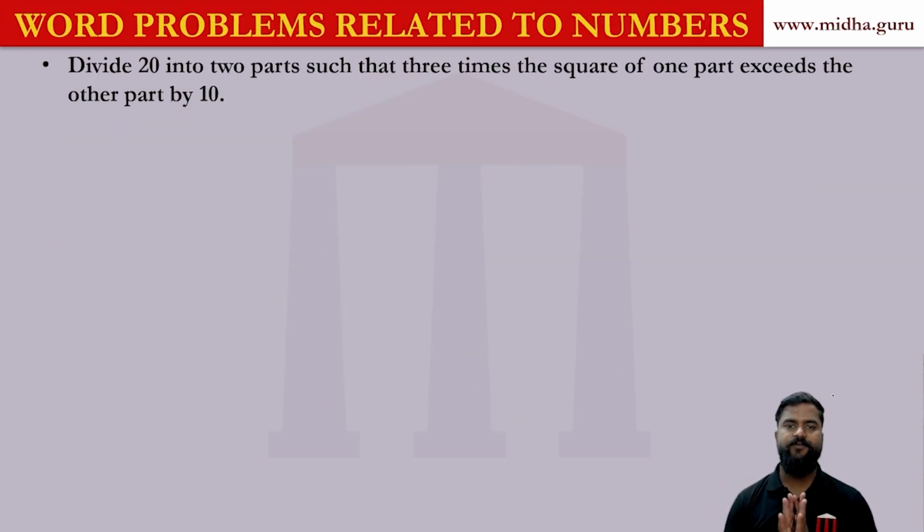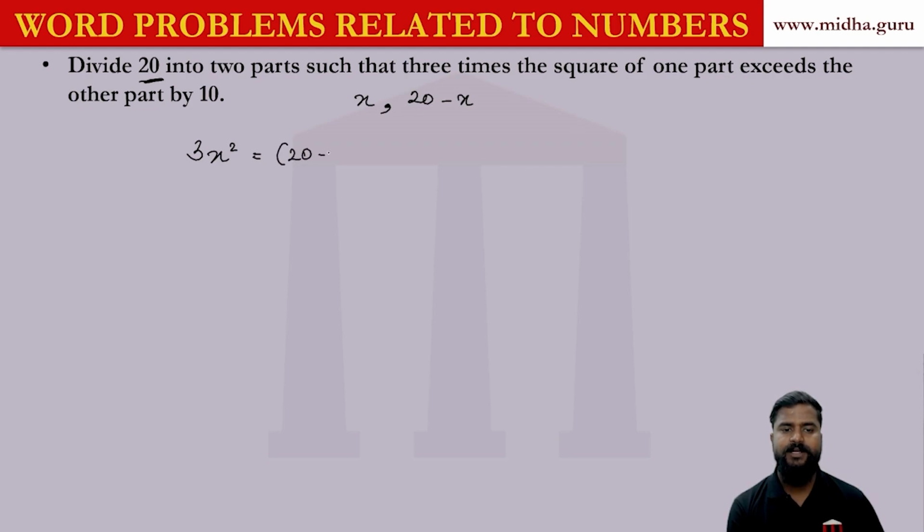Now let's try solving a few problems based on numbers and work and time. It says divide 20 into 2 parts such that 3 times the square of one part exceeds the other part by 10. Here we'll simply take the 2 parts as x and 20 minus x, since both these parts added give us 20. Based on the question, it says 3 times the square of one part. Let us take the square of one part and multiply 3 to it. So 3x square of one part exceeds the other part by 10.